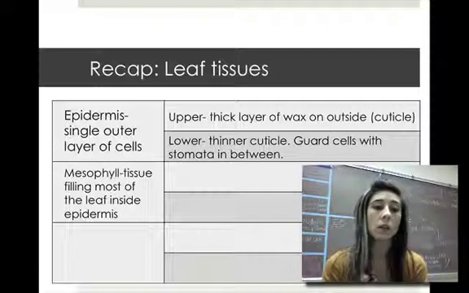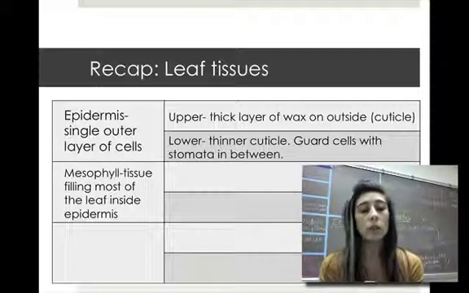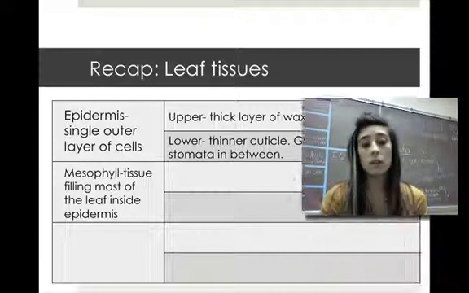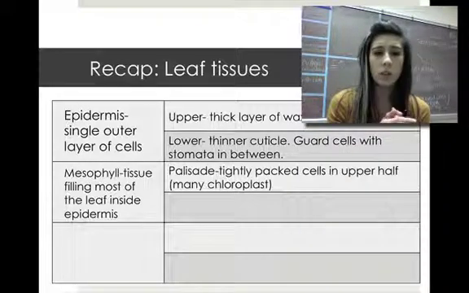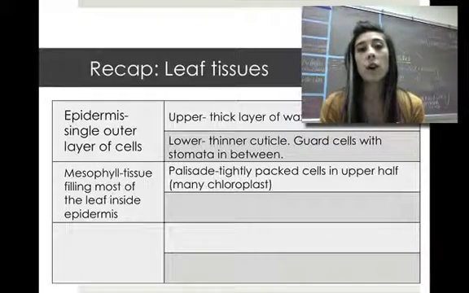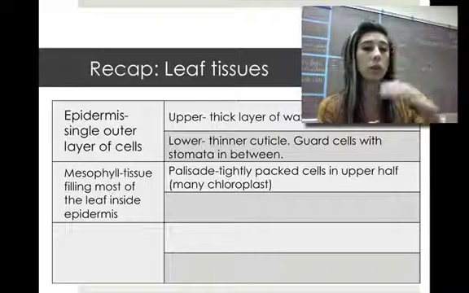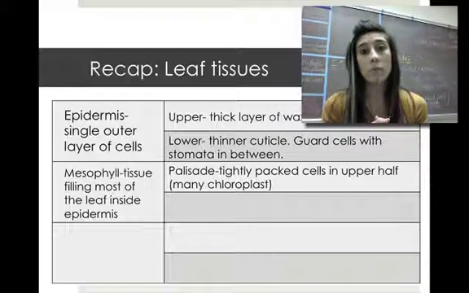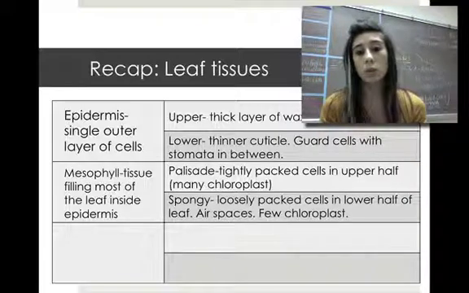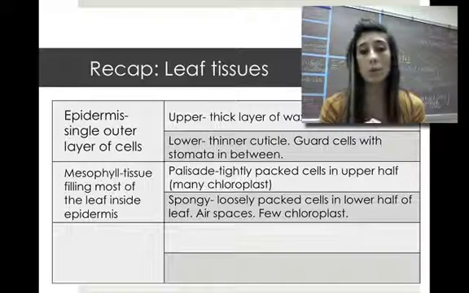With the mesophyll, meso is dealing with the middle, and those are going to be tissues that are filling most of the leaf inside the epidermis. And so we're looking at the palisade. The palisade mesophyll are going to be tightly packed cells in the upper half of the plant. Those are located more toward the top of the leaf, and we have many chloroplasts here. And within the spongy mesophyll, those are going to be loosely packed cells within the lower half of the leaf. There will be some air spaces, and we will see few chloroplasts there.